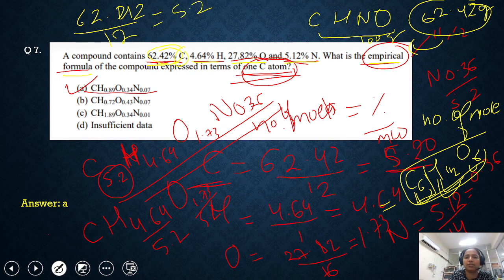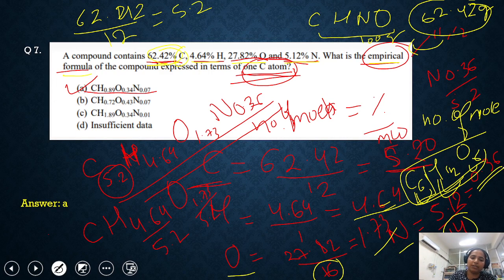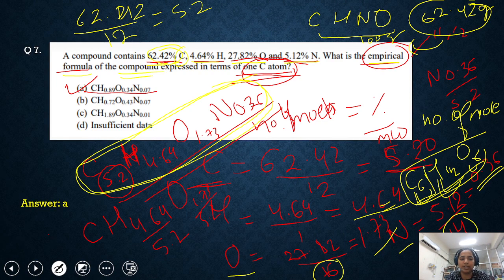Similarly, you will find it for hydrogen, oxygen, and nitrogen. For hydrogen, it will come around 4.64. For oxygen, because the atomic weight of oxygen is 16, it will come around 1.73. For nitrogen, 14 is the atomic weight, and it will come around 0.36. So the formula for this compound is carbon 5.2, hydrogen 4.64, oxygen 1.73, and nitrogen 0.36.